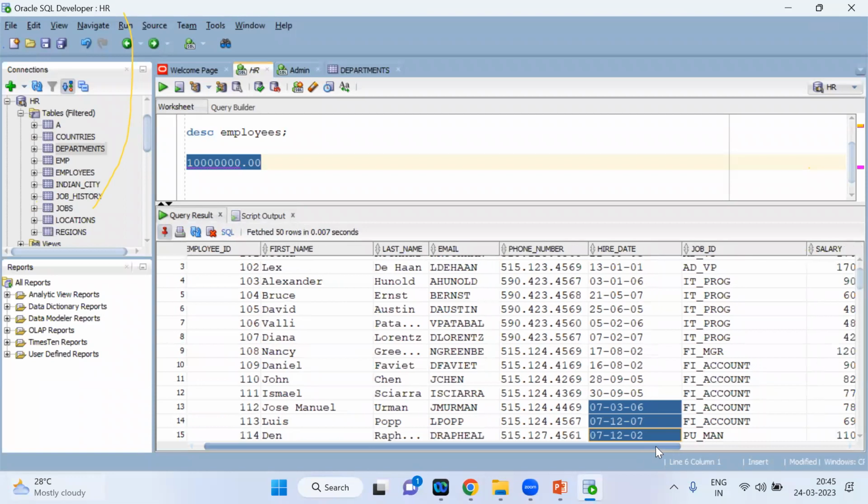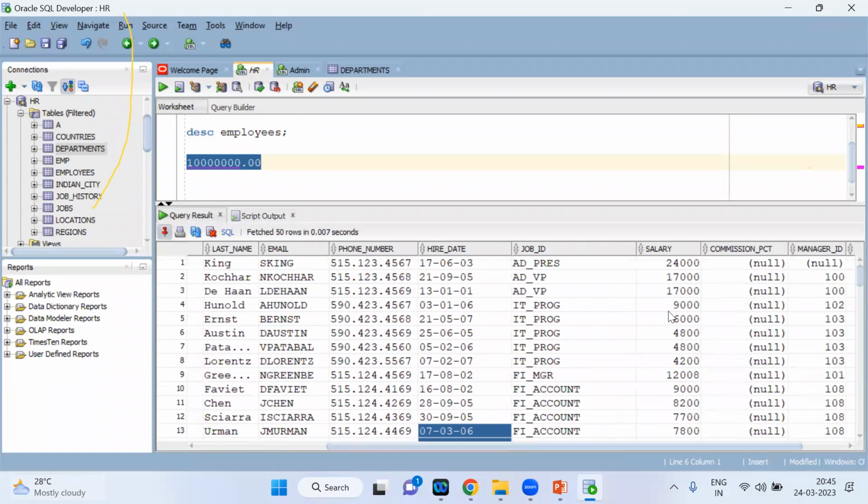Now, if you see here, your salary is coming 24,000, 17,000, 9,000, 6,000, 4,800, all these things. So how many digits are there? 5 digits, 4 digits, 4 digits. Okay, minimum is 4 digits, maximum is 5 digits. But up to 8 digits you can store here before the decimal. After the decimal, you can have 2 digits.